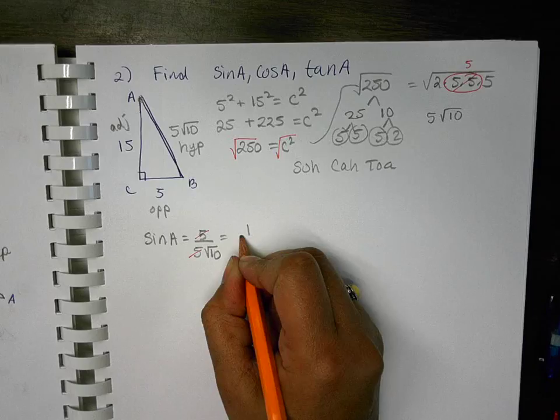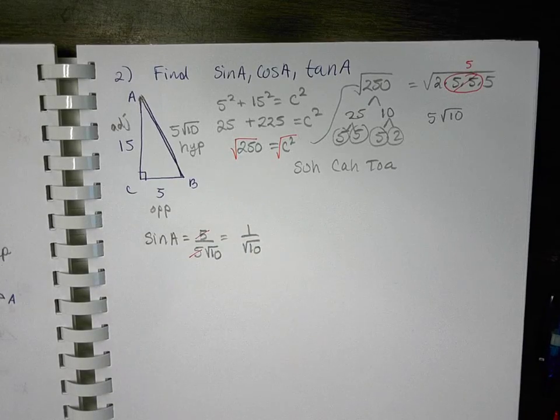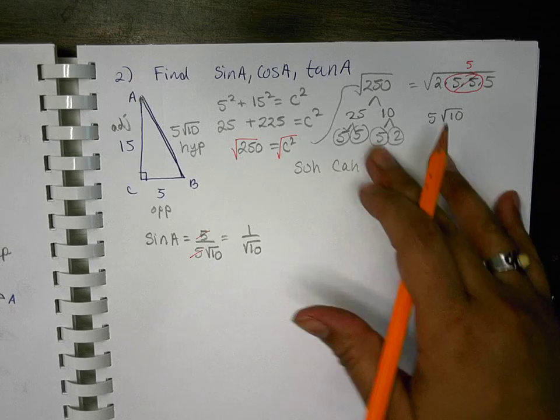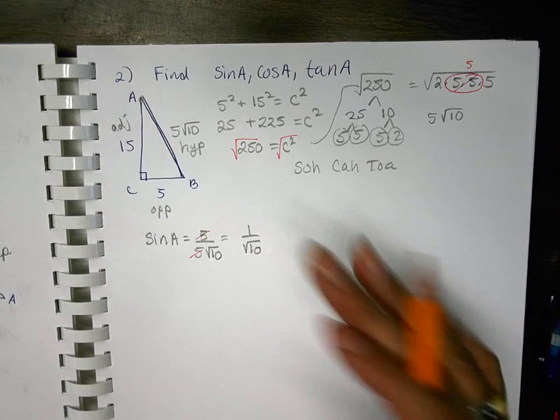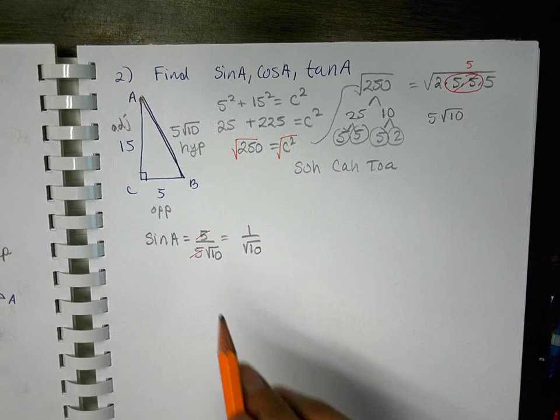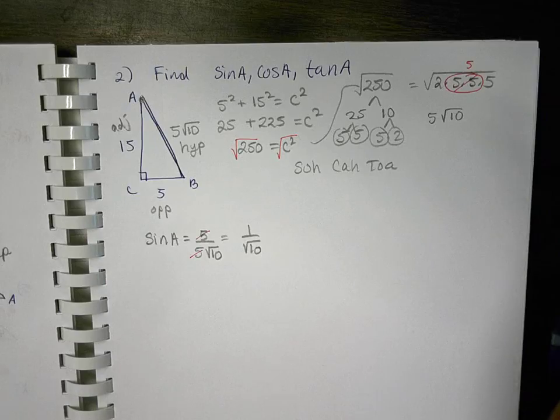1 over root 10. Now, imagine this is a test question, and you've gotten this far. You've done all your work. You labeled beautifully. You labeled all your opposite, adjacent, hypotenuse, and then you gave me this as your answer. Why would I mark it wrong? Good job. You can't have a radical in the denominator. Do you guys remember what the process is called? It starts with an R? Rationalize. Good. Rationalize the denominator.